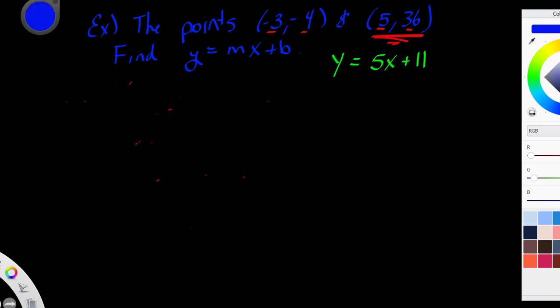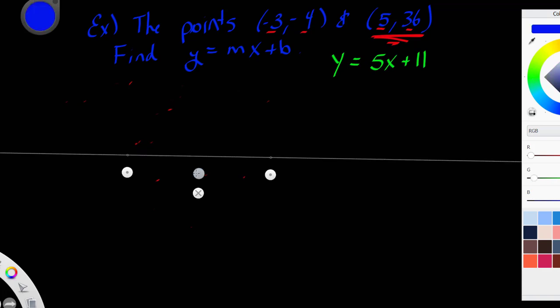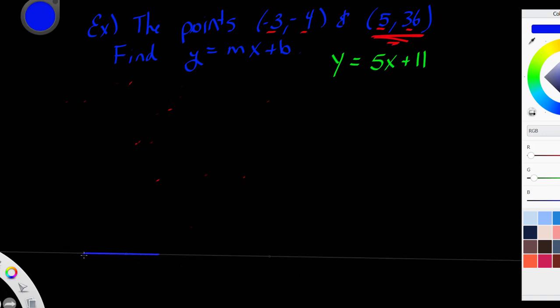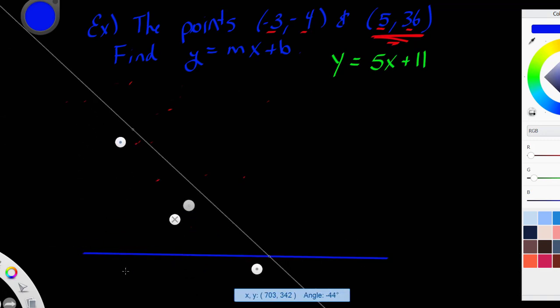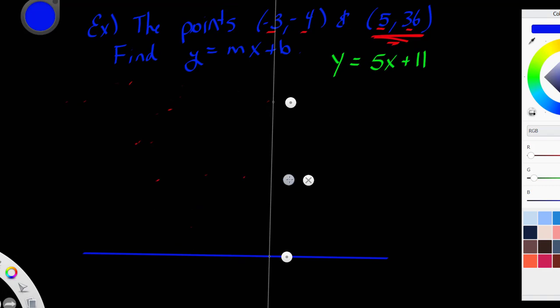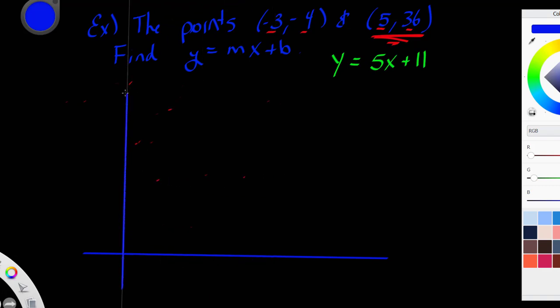So if we want to draw a graph of what this function would look like, well, we're going to have our x-axis, and then we're going to put our y-axis on there. So we know that we're going to hit 1, 2, 3, 4, 5, 6, 7, 8, 9, 10, 11. We're going to hit the y-axis at 11. That's our y-intercept. And we're also going to have a rise over run of 5.